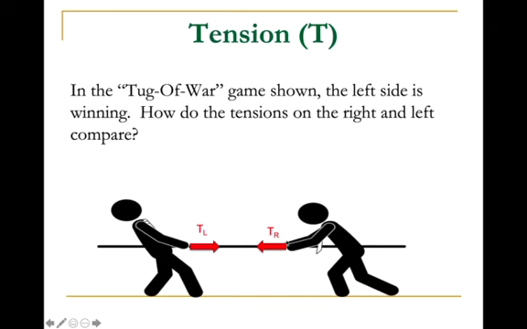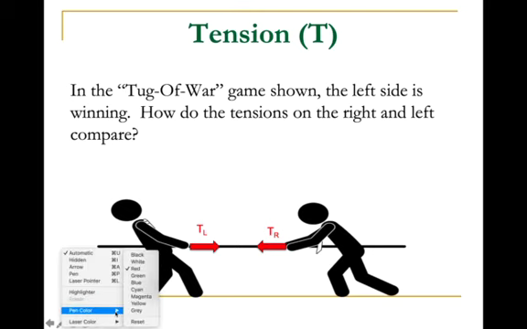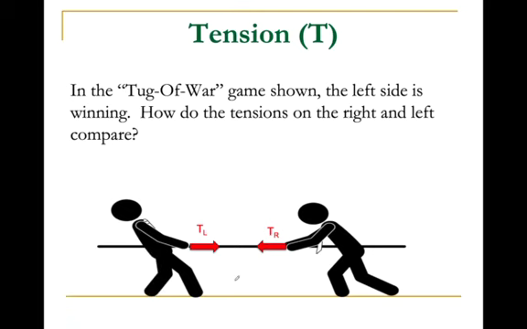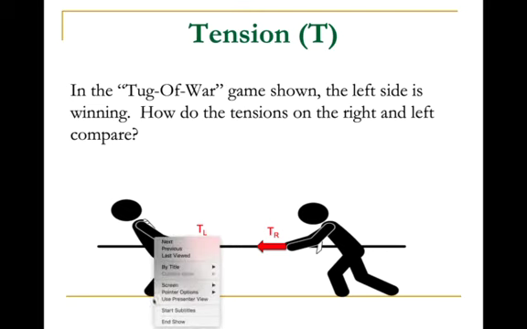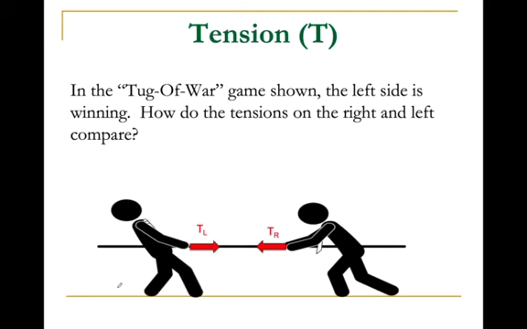And the answer is, strangely enough, they're the same. The tension on the left is the same as the tension on the right, even if the left team is winning. So wait a second. If tensions are always the same, how can anyone win a tug of war? And the answer is, believe it or not, it's not the tension in the rope that's the critical part. It's a little bit of strength, but the primary part of this is actually the friction between the feet and the floor.